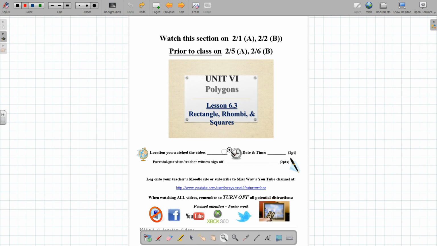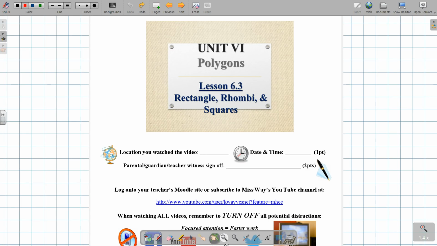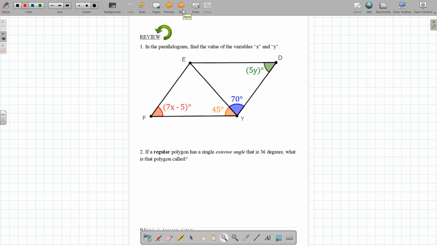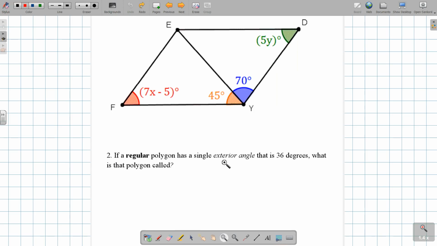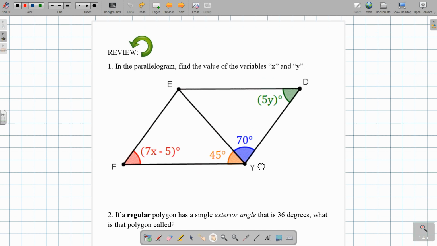Taking a look here at your video notes, make sure you get the date, time, location, and a parent sign-off. This page you want to review on your own. When you're ready, restart the video. Pause the video, do your own work.